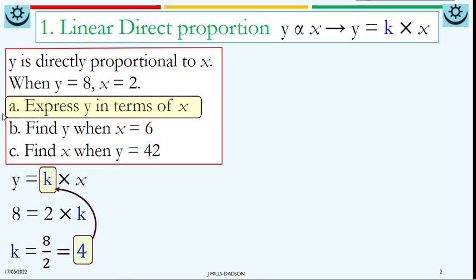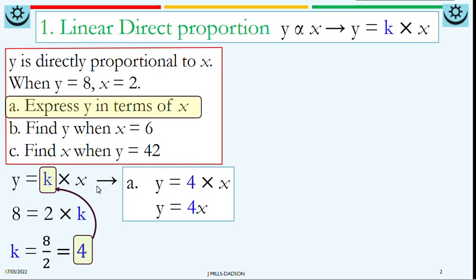And therefore, to express our y in terms of x, we need to substitute the value of K back into what we created before, because this is called an implicit formula. So we need to make it explicit. So we know K, so the actual expression or the formula is y equals 4 times x, or y equals 4x. That's the answer for A.